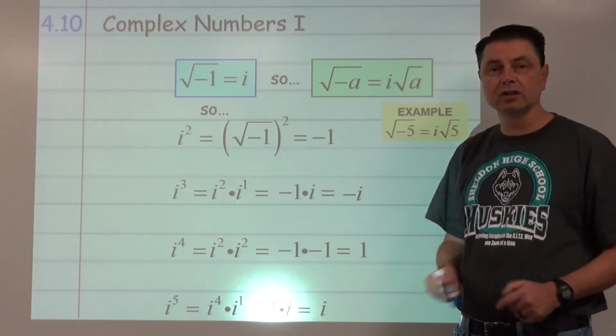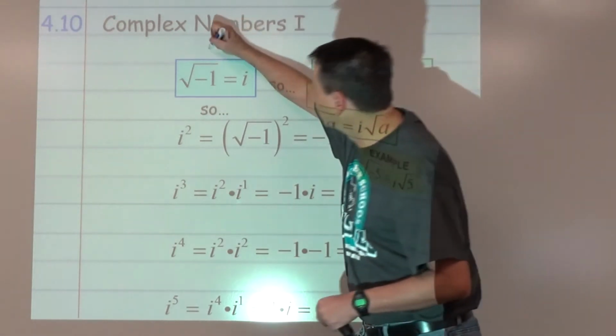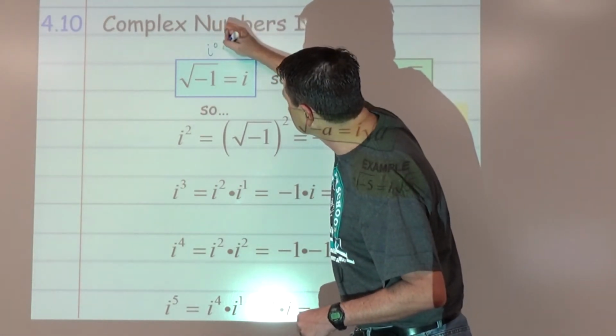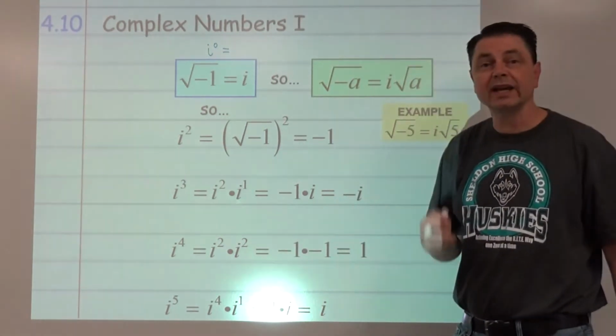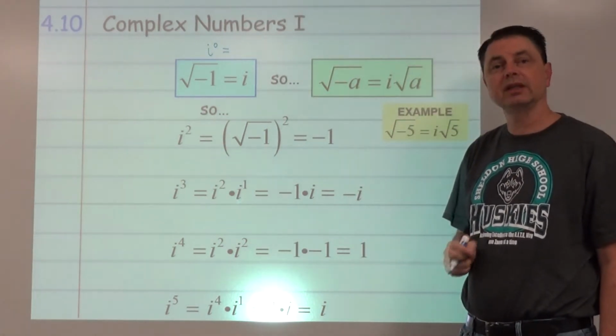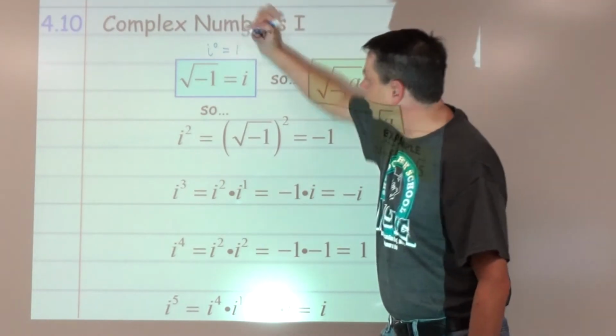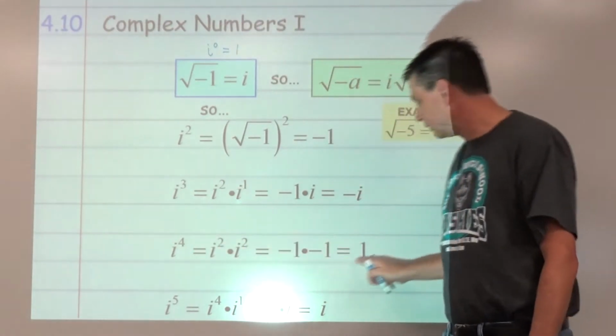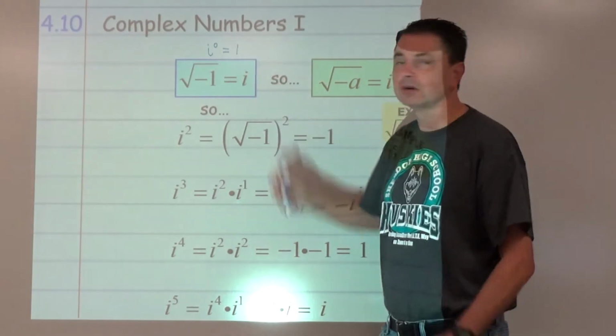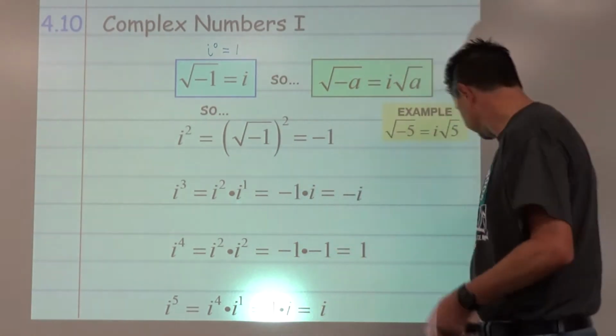If we went backwards a little bit and did i to the 0, then we're talking about the zero exponent property, that any number to the 0 power is always 1. So i to the fourth is 1, and i to the 0 is also 1.